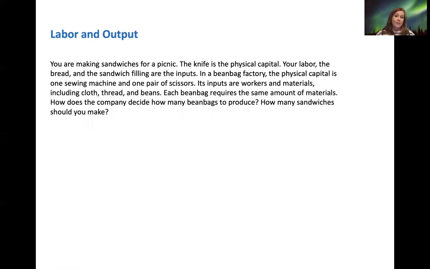If it's a beanbag factory, which we're going to talk about, the physical capital might be one sewing machine and one pair of scissors. And again, that's where we can have too many employees if there's only one pair of scissors.